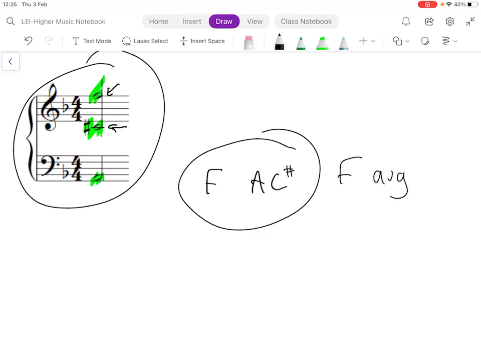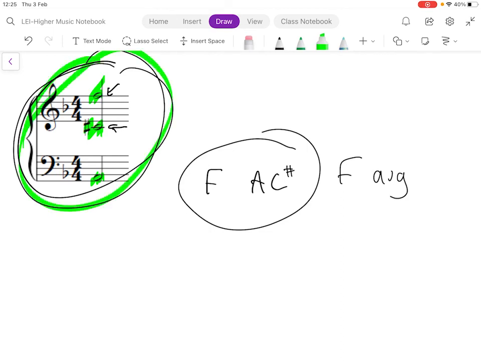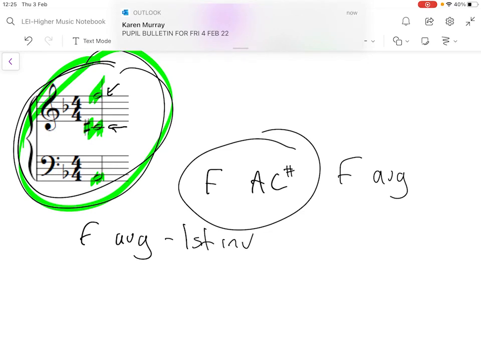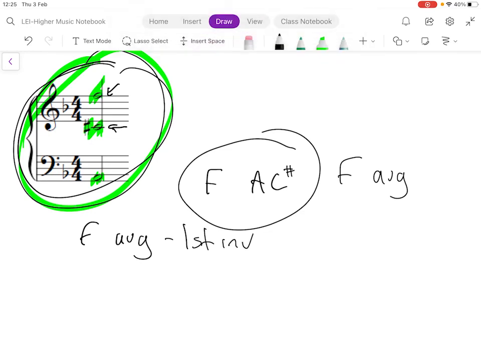If you're going into more detail and look at the actual chord here, that would be an F augmented, and it's actually in first inversion, because the bass note is the A, which is the third. So that's the first inversion. But don't worry about writing the inversion just now. Just write down the root note and whether it's augmented or diminished.